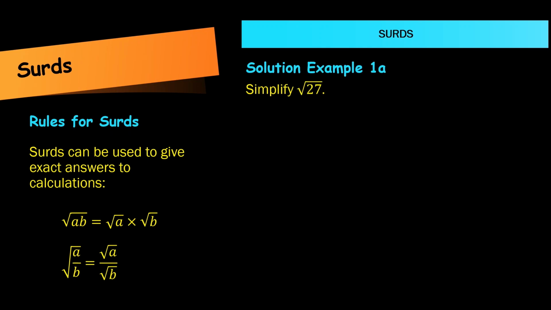So let's have a go at example 1a. Simplify the square root of 27. Now the square root of 27 can be expressed as square root of 9 times 3. This can be further broken down as root 9 times root 3. And of course root 9 is equal to 3, so the entire expression is 3 root 3.